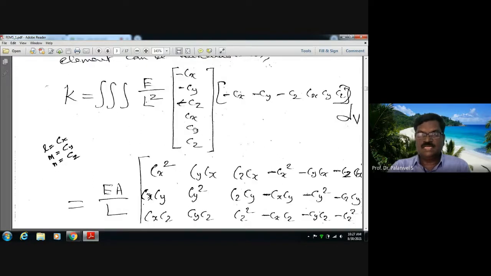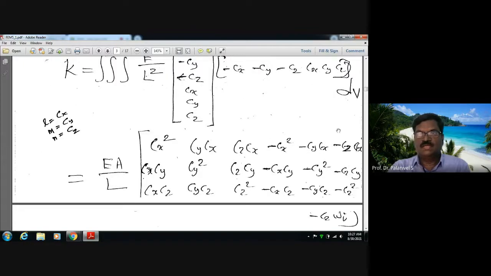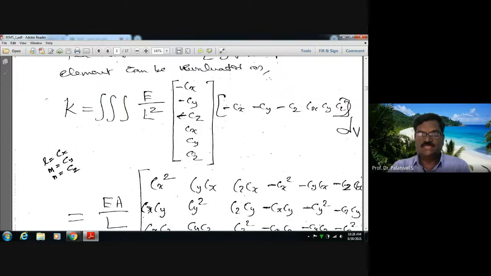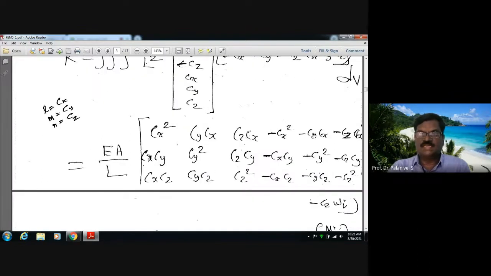Next, minus Cy into minus Cx, so plus Cx Cy. Next, minus Cy into minus Cy, so plus Cy square. Minus Cy into minus Cz, so plus Cy Cz. Likewise, you have to multiply in order to get this matrix. Hope you can understand. You will be getting a 6 by 6 matrix.